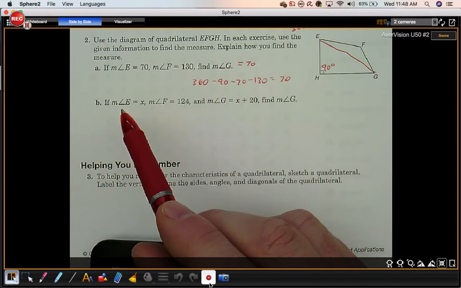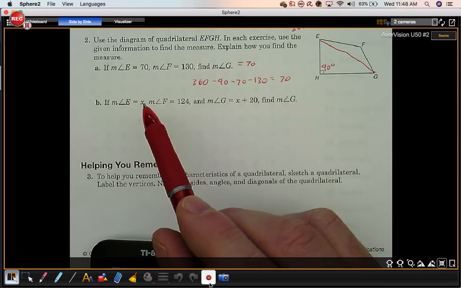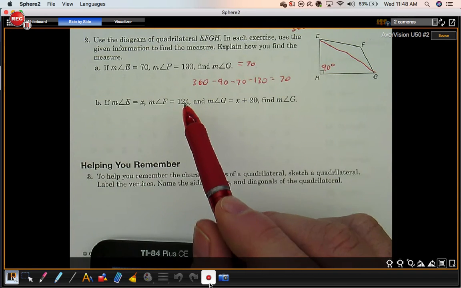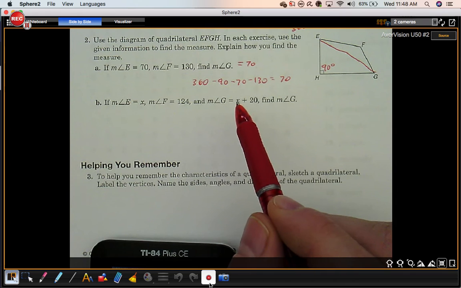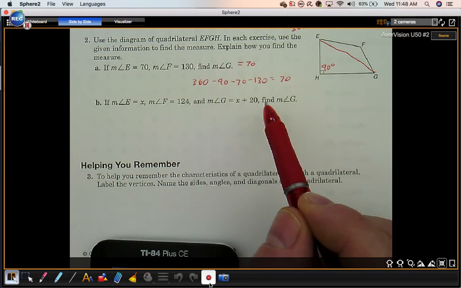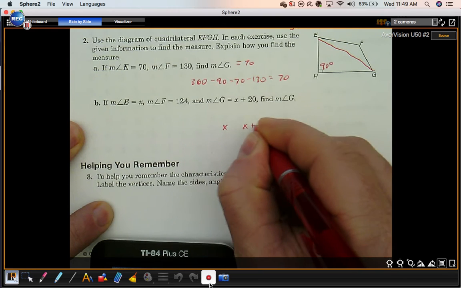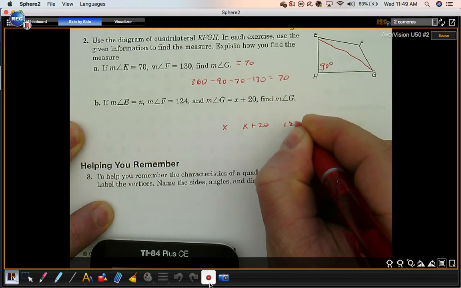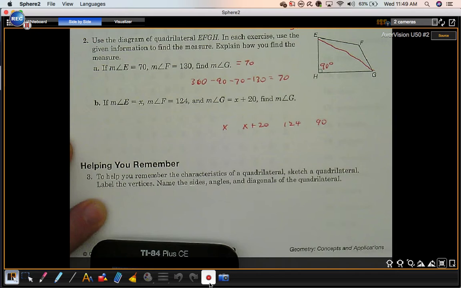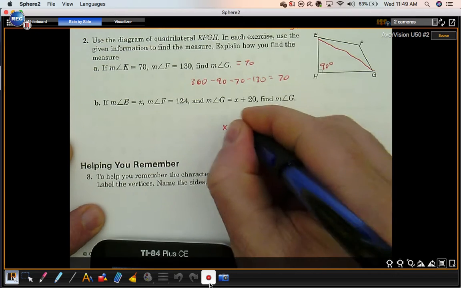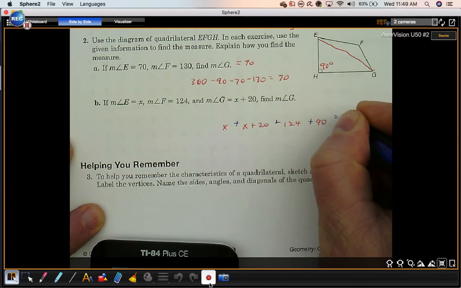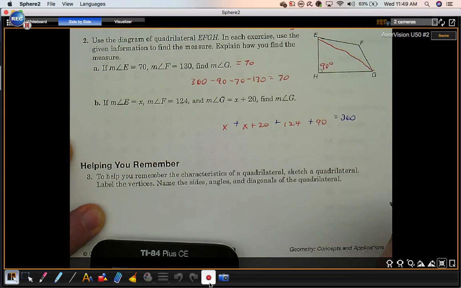Part B. If the measure of angle E is x and the measure of angle F is 124, the measure of angle G is that same x plus 20, find the measure of angle G. So I'm writing down my 4 angle measures. I know my 4 angle measures add up to 360. Just combine your like terms and solve.